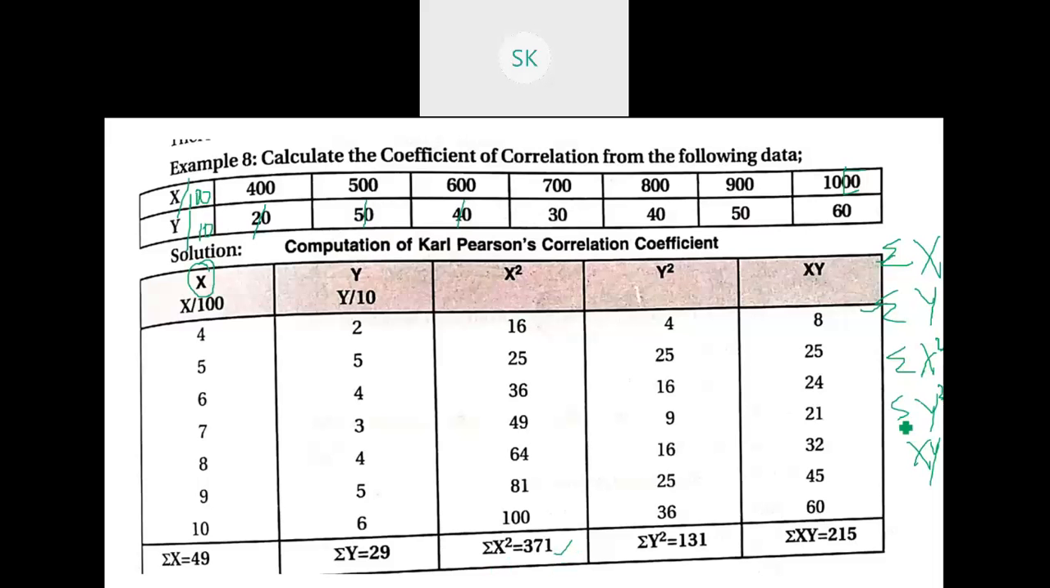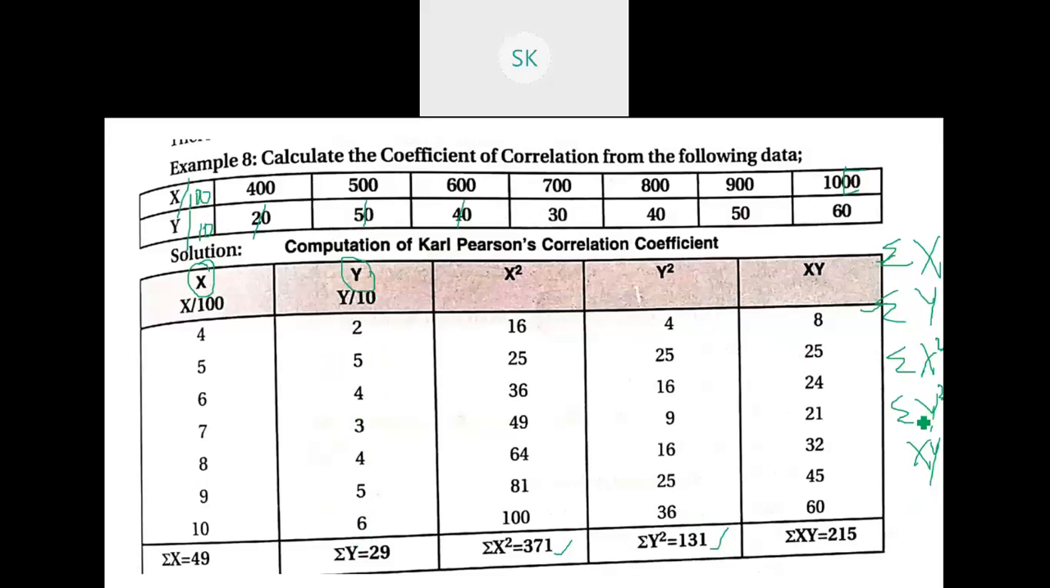Next, coming to summation y square. Now square the y column. So 2 square is 4, 5 square is 25, 4 square is 16, 3 square is 9, 4 square is 16, 5 square is 25, 6 square is 36. Once I square this complete column, I add them up. Then I get summation y square. So I got 4 important values for the formula.